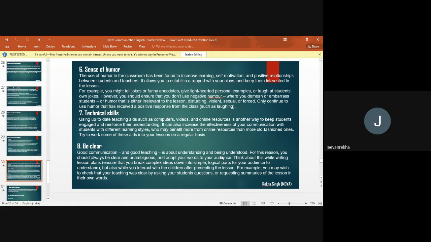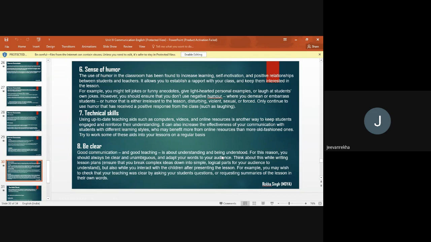It means don't laugh at your students, and don't make jokes where you demean or embarrass a student, or use humor that is irrelevant to the lesson, disturbing, violent, sexual, or forced. You will lose the respect of the students. Only continue to use humor that has received a positive response from the class, such as laughing. Don't laugh at any student to give them a bad impression of you, and that will spoil their future also. So make sure you have a sense of humor in the classroom.